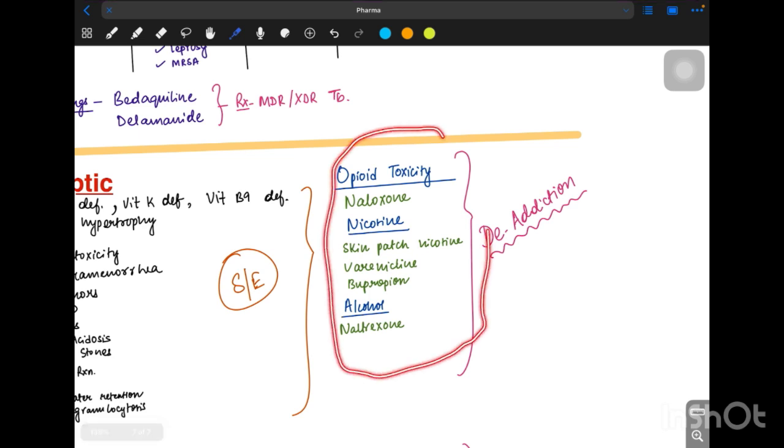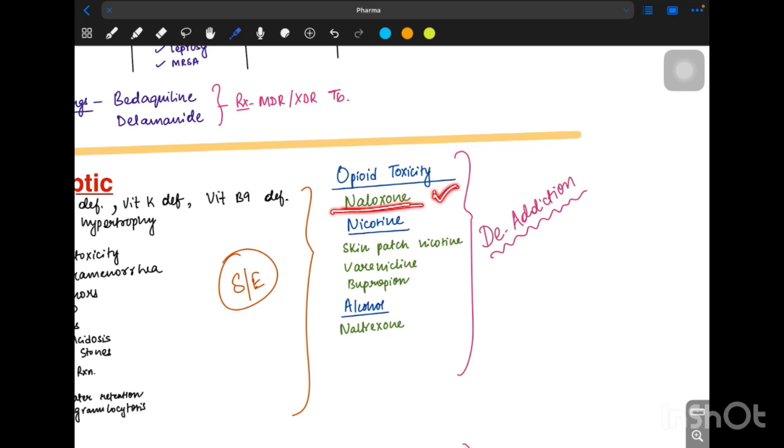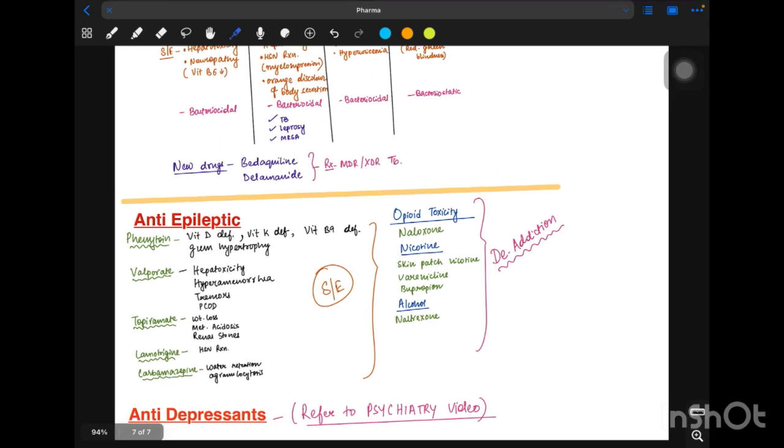Now, this also I have taught in the psychiatry video. These are the various de-addiction regimens. So for opioid toxicity, what can we give? We can give naloxone. It is combined with your psychiatry. This question can come. Opioid toxicity, naloxone. For nicotine toxicity, we can give nicotine only. So skin patch nicotine, varenicline, this is another drug, or bupropion. These are for nicotine toxicity. Nicotine means cigarette or tobacco. And for alcohol addiction, we can give naltrexone. So these are the 3 de-addiction things we have to remember.